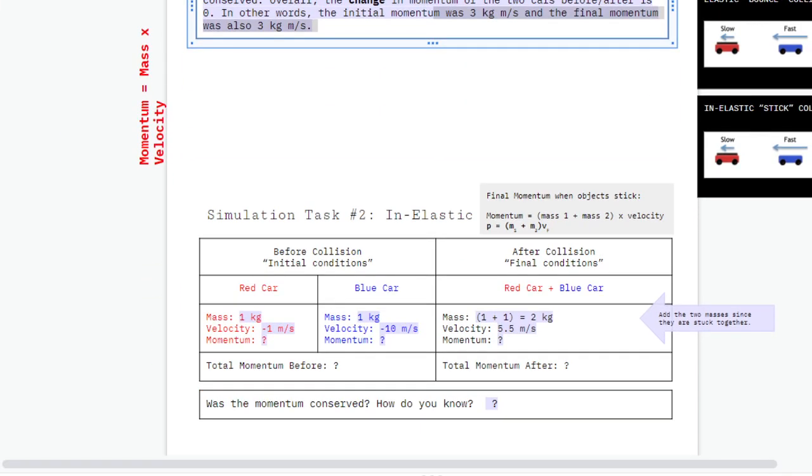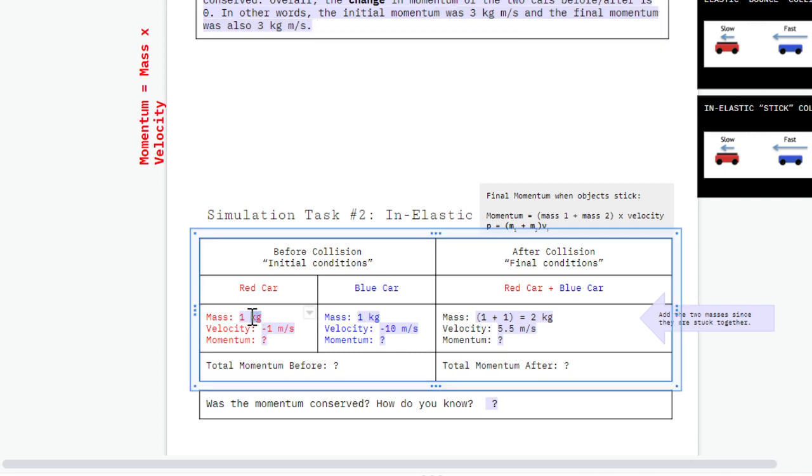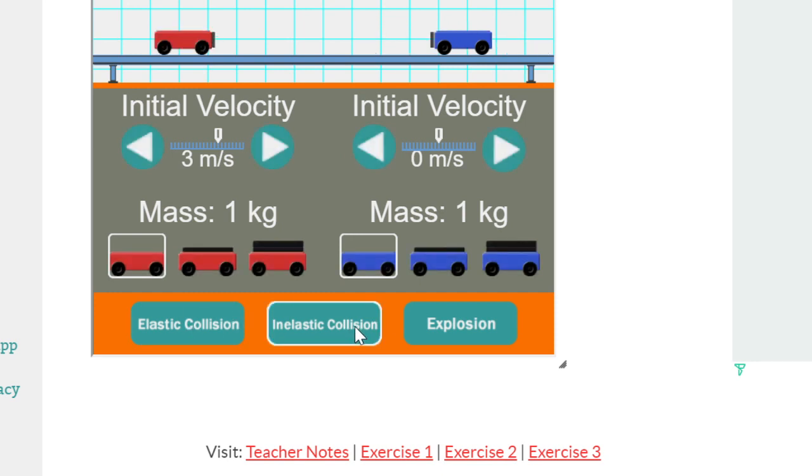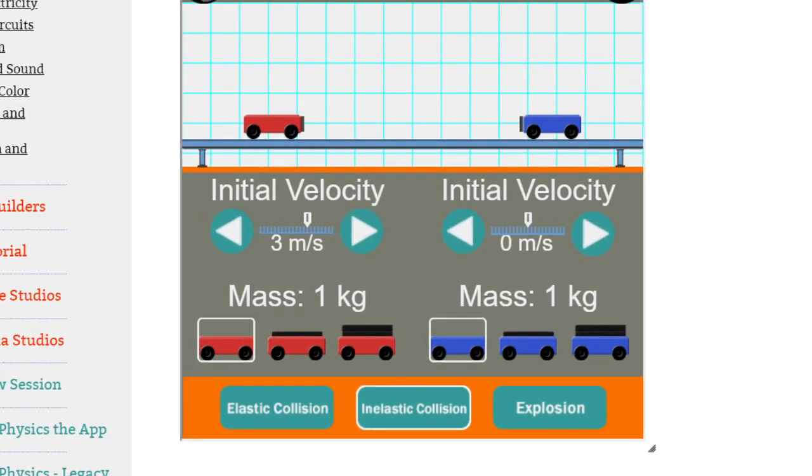The second part of the simulation requires you to change just one main setting. You should adjust the mass. You should change a couple of things, but the main thing that I need to do is change this from an elastic collision to an inelastic collision. And so I'll just keep the same settings for now so you can get an idea. So red car starts at 3 meters per second, and when they collide, they are now stuck together, and they're moving with a total velocity as a unit of 1.5 meters per second.